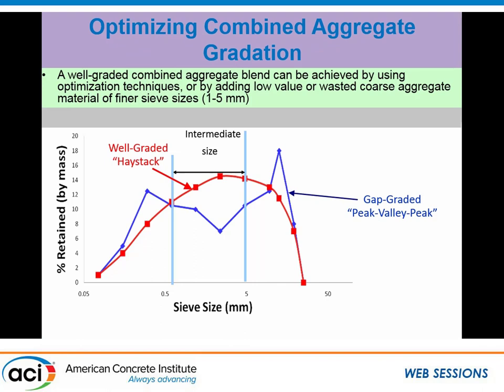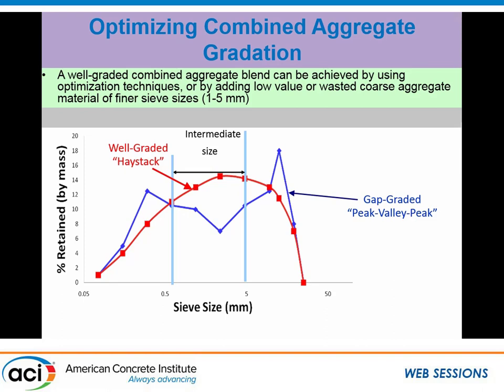And if we want to prevent that, if you have the two pigeonholes, like I say, you've got the blue line, you've got a bunch of fine material, a bunch of coarse material, and a gap in the middle, and what we want is something more like the red material. And if you fill that in with an intermediate step, you can take care of that and get more aggregate volume in, get better packing. And this is just one example.